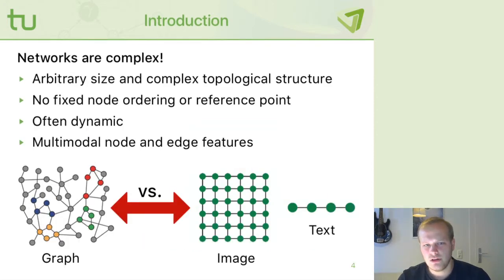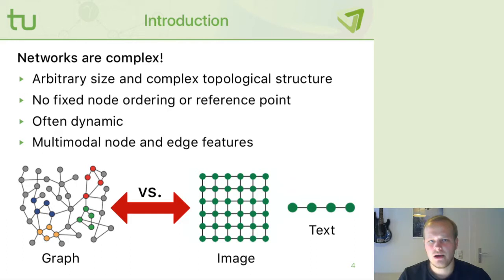Okay, so with a closer look, this does seem rather challenging. And the main challenge stems from the fact that networks are typically very complex. So, for example, networks or graphs can have an arbitrary size, which means that their number of nodes and edges may vary, and they may have a highly irregular and complex topological structure, which is in high contrast to the underlying structure of images and text.